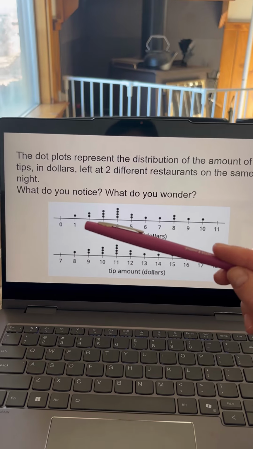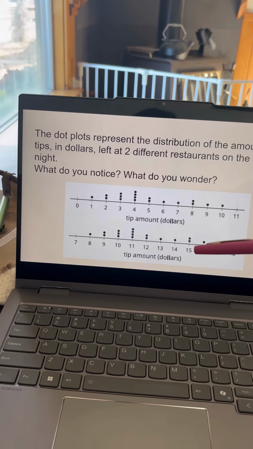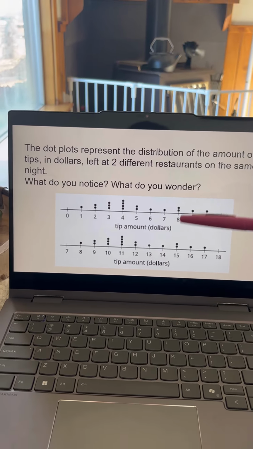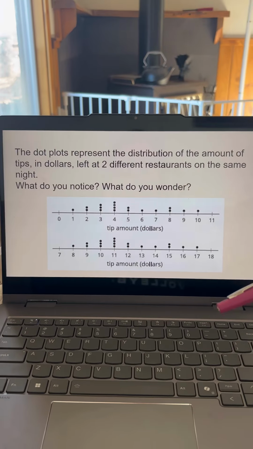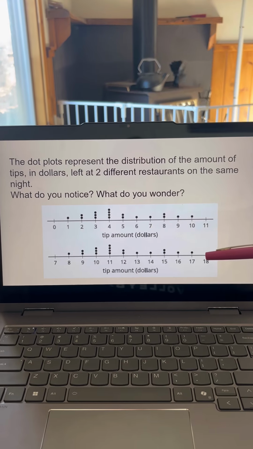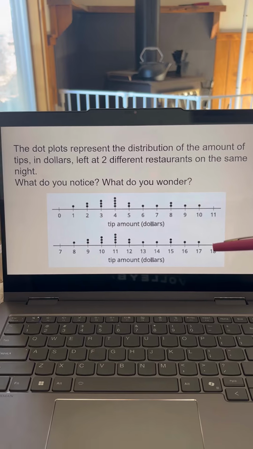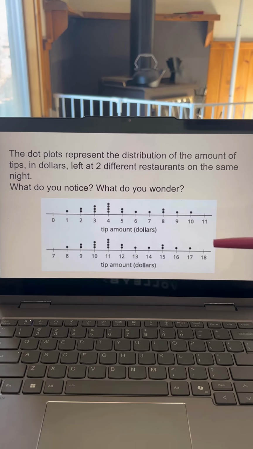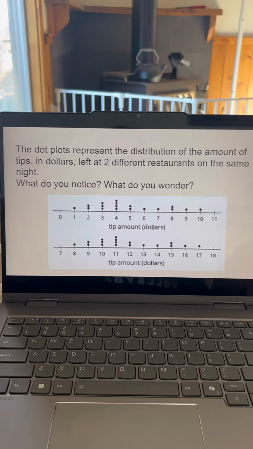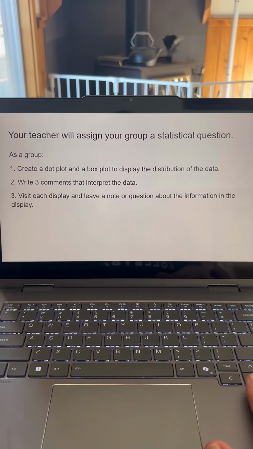Look, these numbers are $7 higher in the bottom restaurants than they are in the top. So they wondered maybe this restaurant has a higher quality of food and that's why the tips are larger, or maybe it's just more popular. Those are the things they wondered and noticed about that.